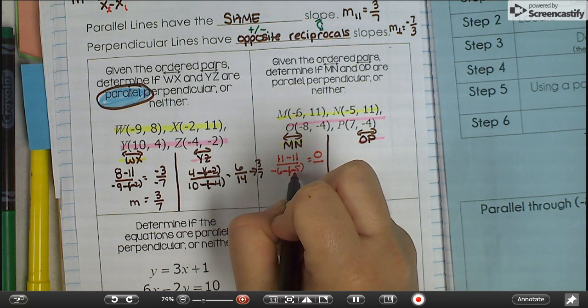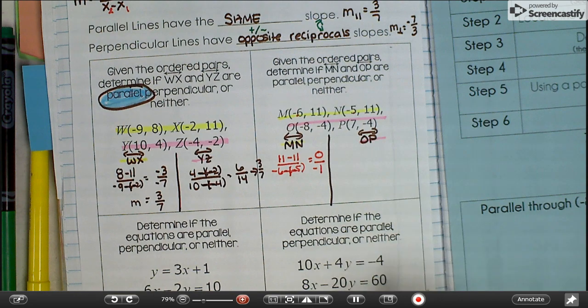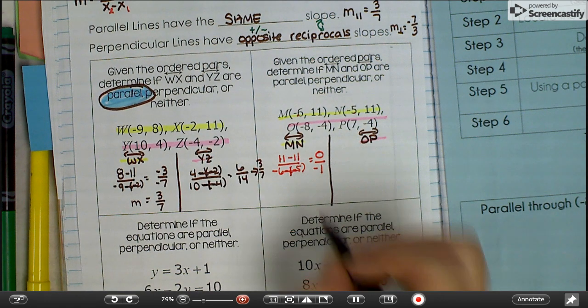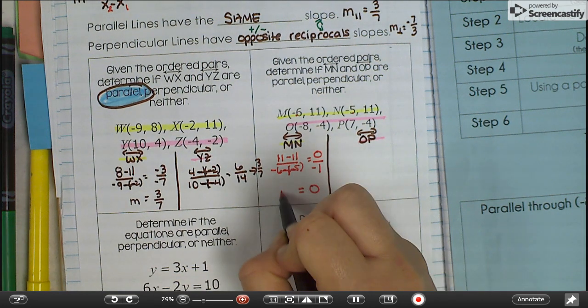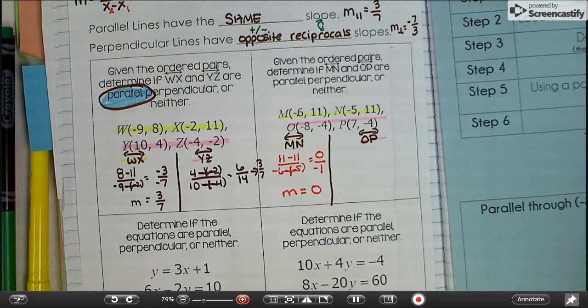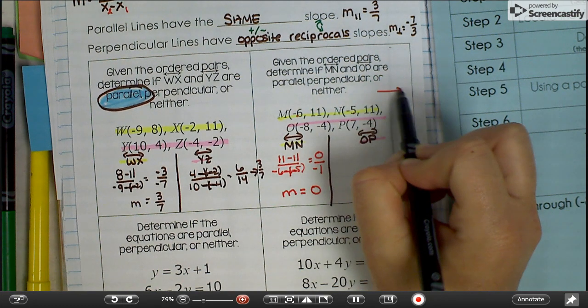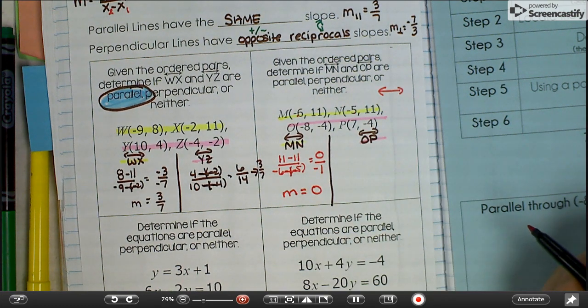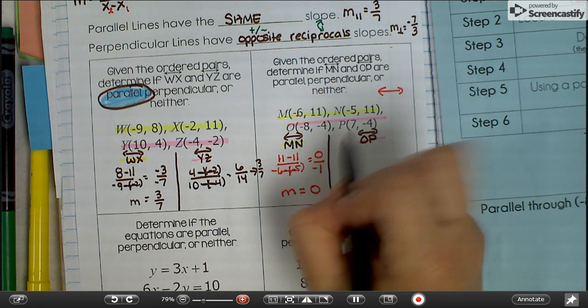-6 plus 5 is -1. 0 divided by -1 is 0, so the slope is 0. Hopefully you'll remember as soon as you see that 0 slope means the line is horizontal like this. All right, let's check the other one.